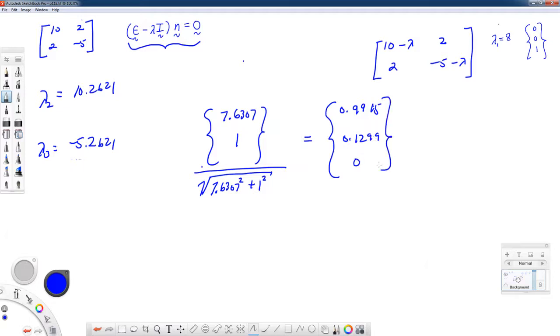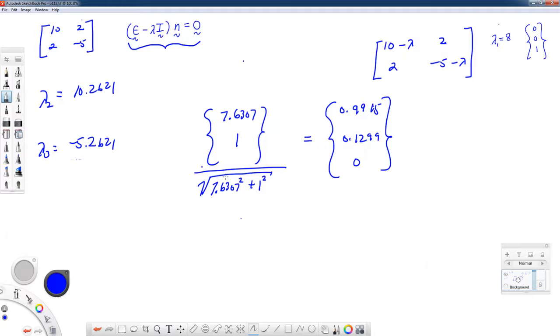Now the magnitude of that should be 1. Let me just check my math. Let me get my calculator out, and I'll just put this in here real quick. 0.9915 squared, 0.1299 squared. I'm going to add them together, and I'm going to take the square root, and that's pretty darn close to 1. I got 0.99997 on my calculator, so there's a little bit of rounding. So that's why I like to keep a little bit of extra significant digits in here, because of the rounding issues.